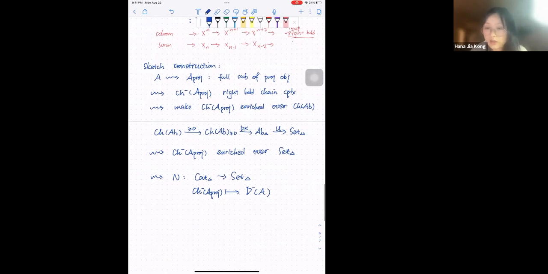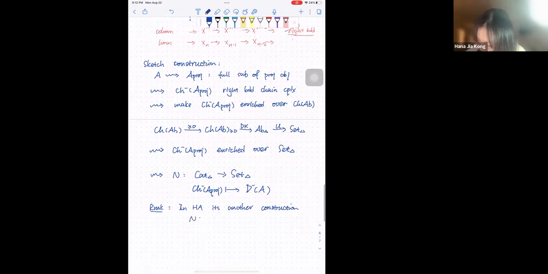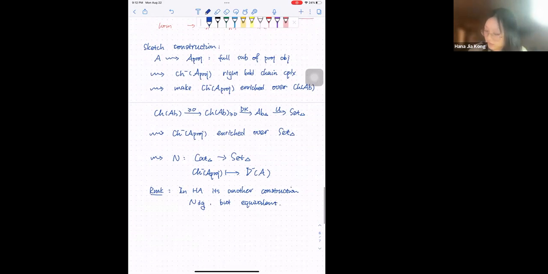Yes, this is a homotopy coherent nerve functor. There's a question in chat: is this the homotopy coherent nerve functor? And the answer is yes. What I just said in Higher Algebra is another construction, the differential graded nerve, which is equivalent. Okay, and properties.